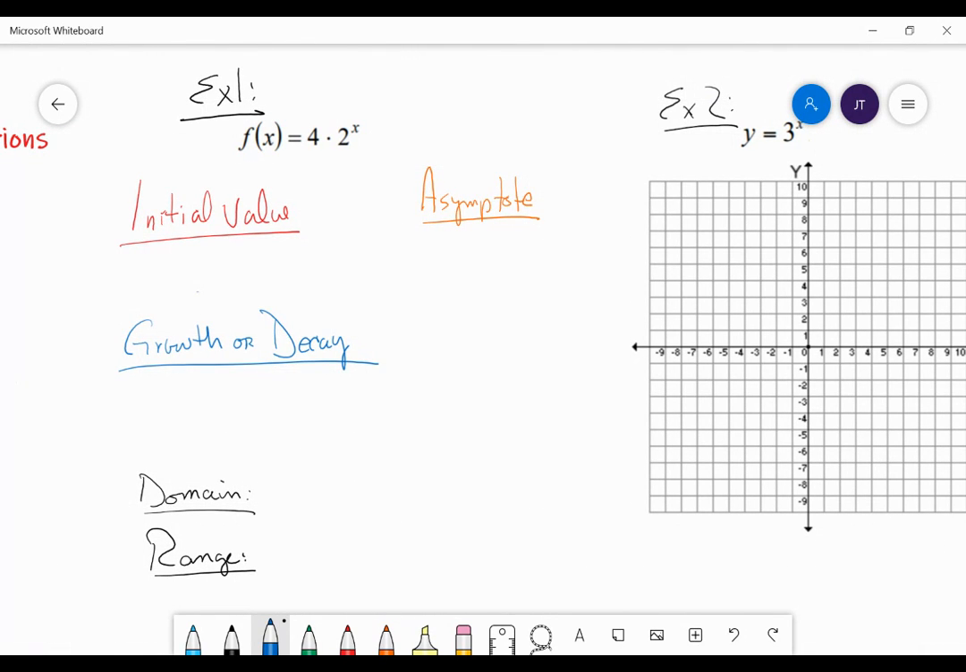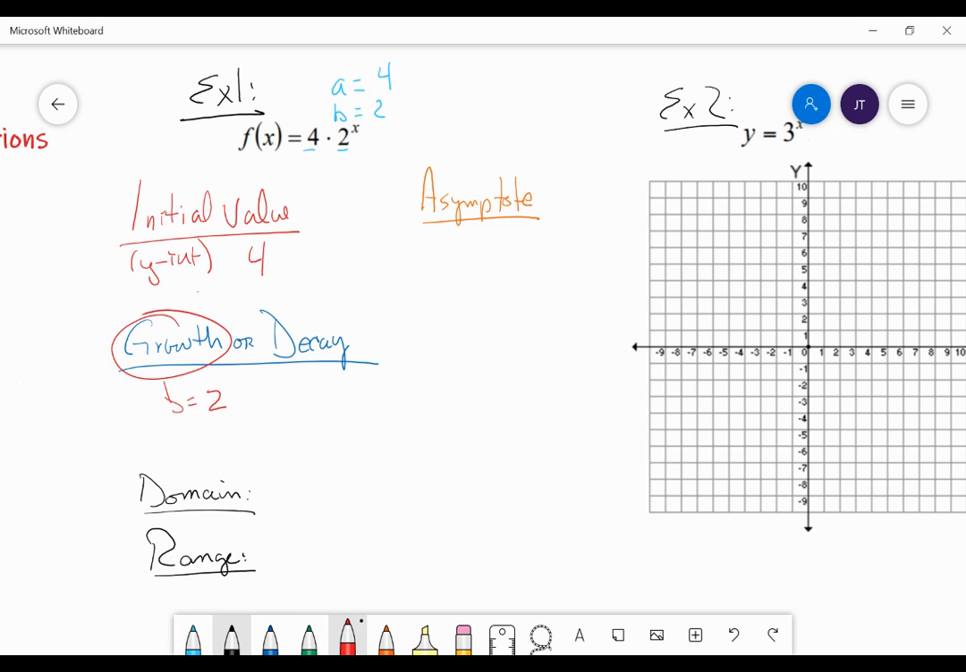Okay, good. It's all on the screen now. So you look here. The first thing I would always do is identify what your A and B are. So here A is 4 and your B is 2, because that's going to give you a lot of these parts. So your initial value, which is also your y-intercept if we graphed it, is your A, which is 4. Now growth or decay, we don't have the graph, so we look at our B. B is 2, so that's growth.